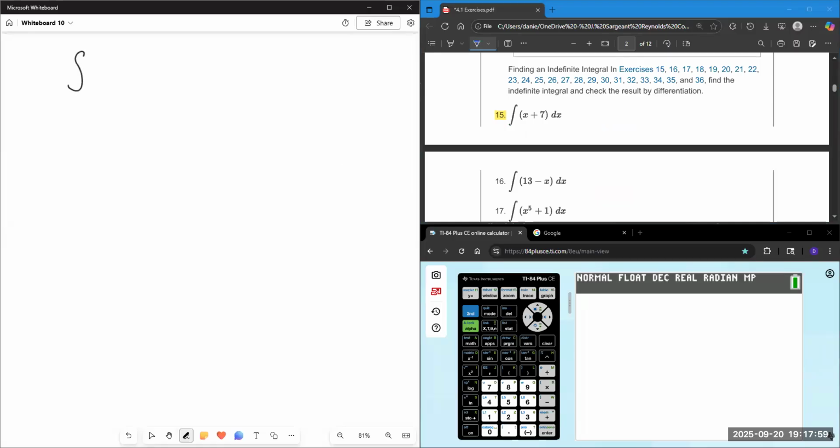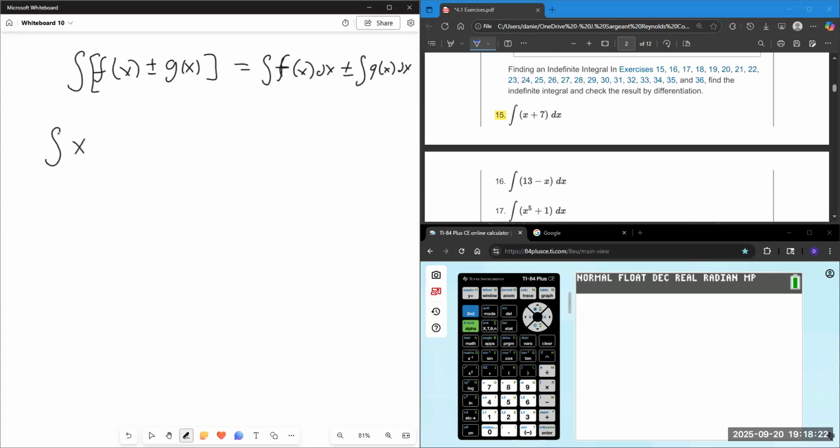If I have the integral of multiple pieces, say a polynomial like this, then I can break it apart into separate integrals using my sum difference rule. That's one of the things we're going to do here.